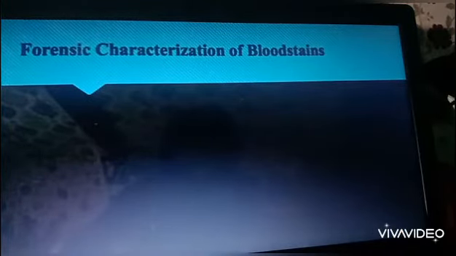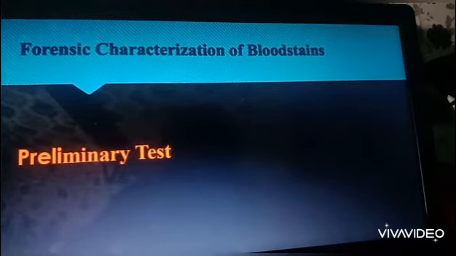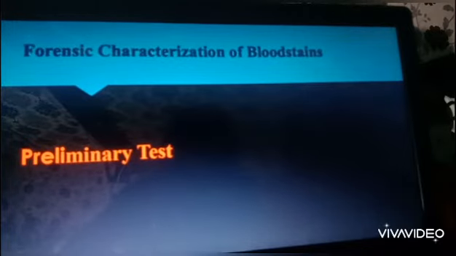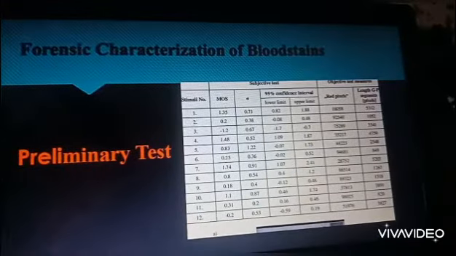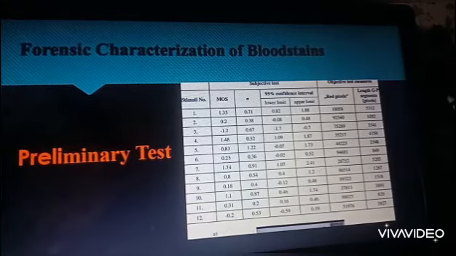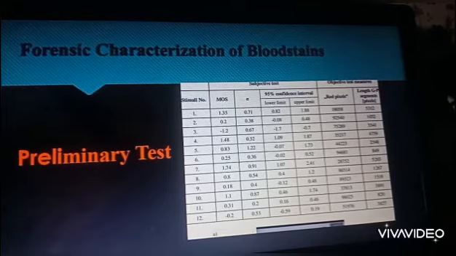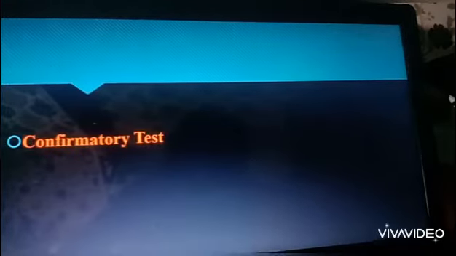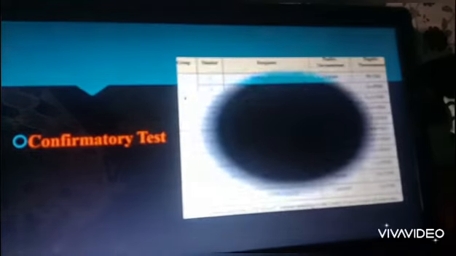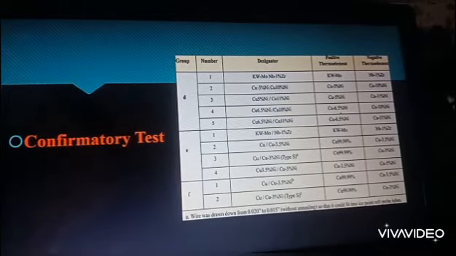The forensic characterization of bloodstains. The first one is the preliminary test, aka presumptive or color test. A positive result is not conclusive that the stain is blood, but a negative result is conclusive that the stain is not blood. While the confirmatory test, the actual proof that a stain is blood, consists in establishing the presence of the characteristic blood pigment, hemoglobin, or one of its derivatives.